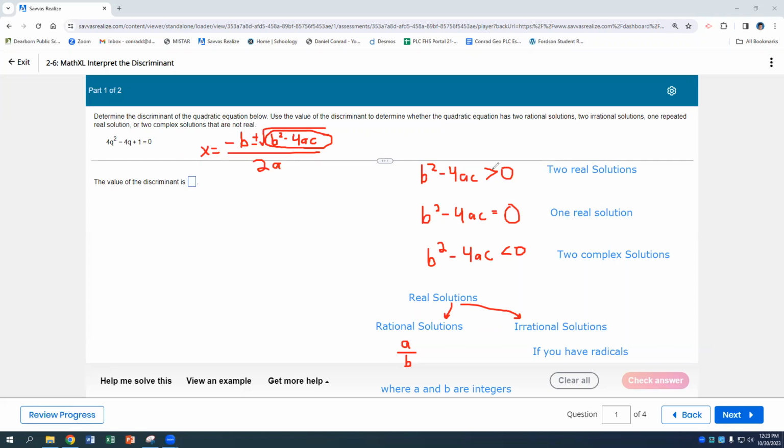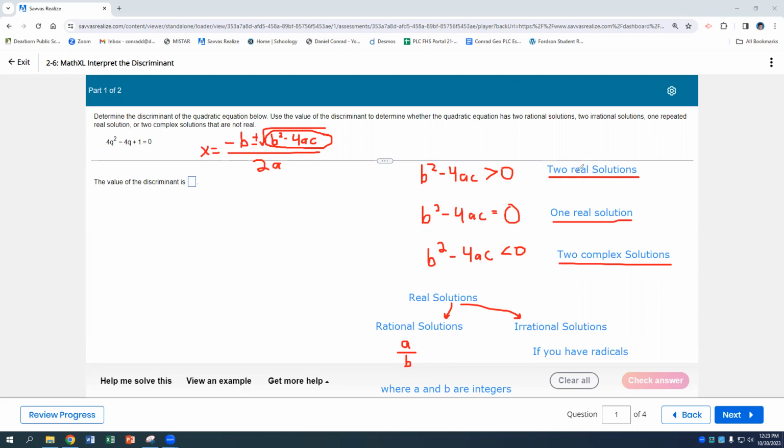If it's greater than 0, if it's a positive number, then you're going to have two real solutions, okay? If it equals 0, then you're going to end up with the square root of 0, which is 0, and you're going to end up with one real solution. Right, and if it's negative, then you're going to end up with a complex solution because we're going to end up with an i when we take our square root.